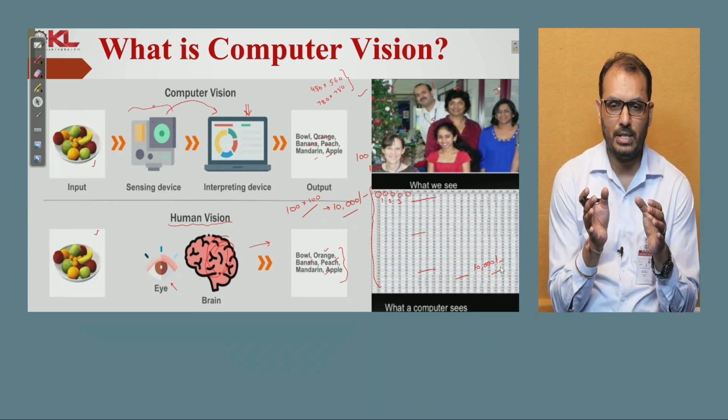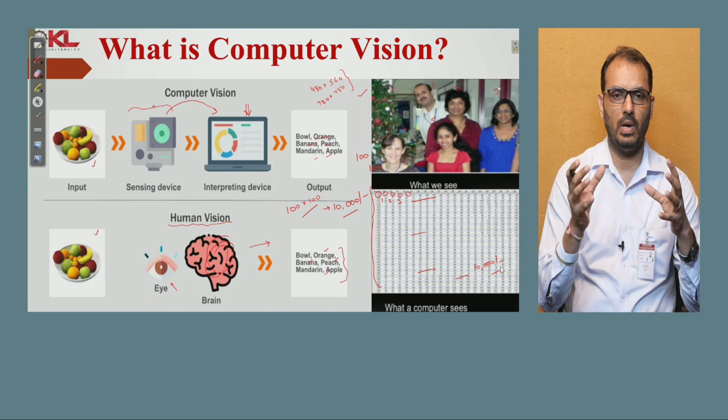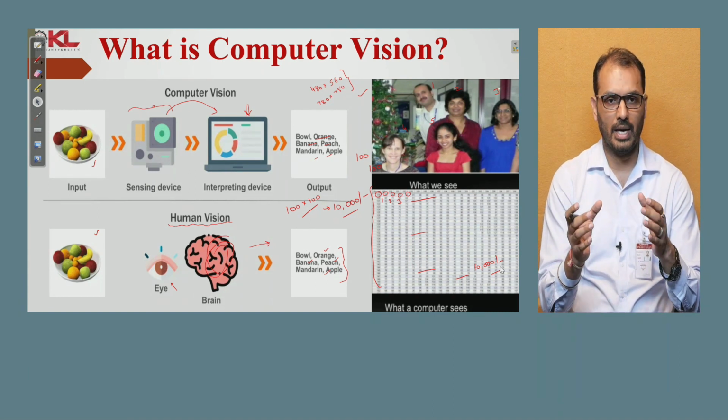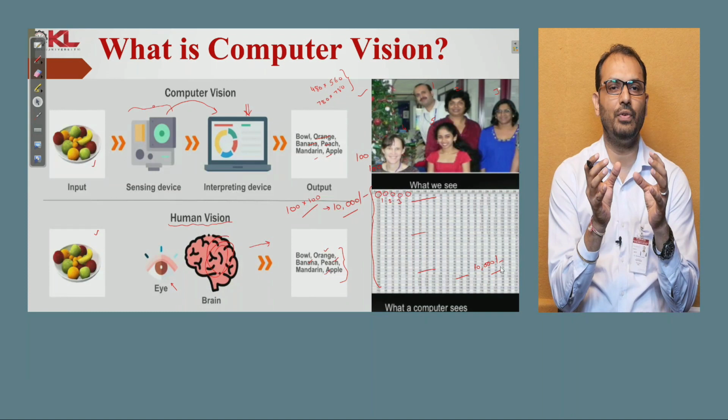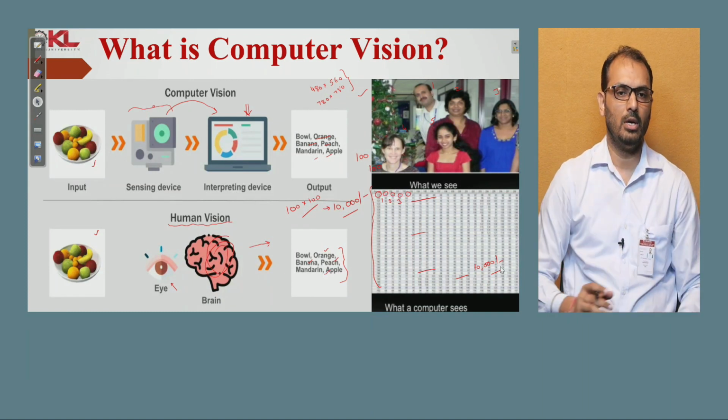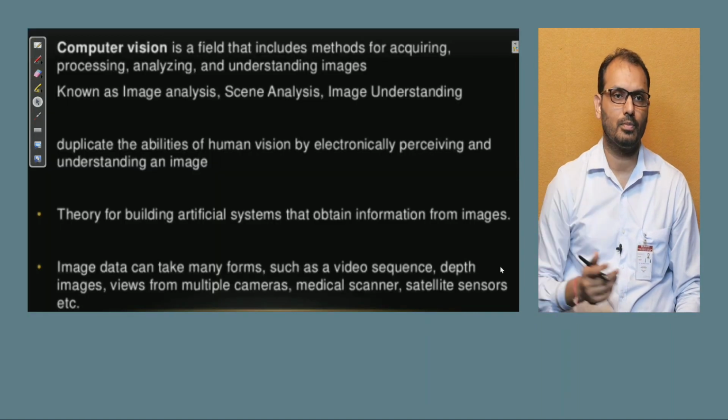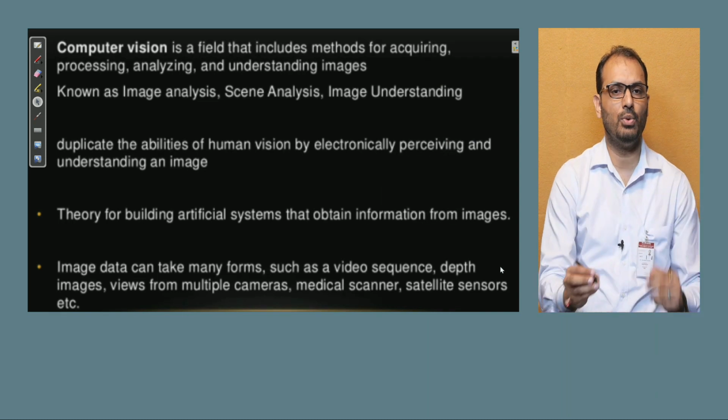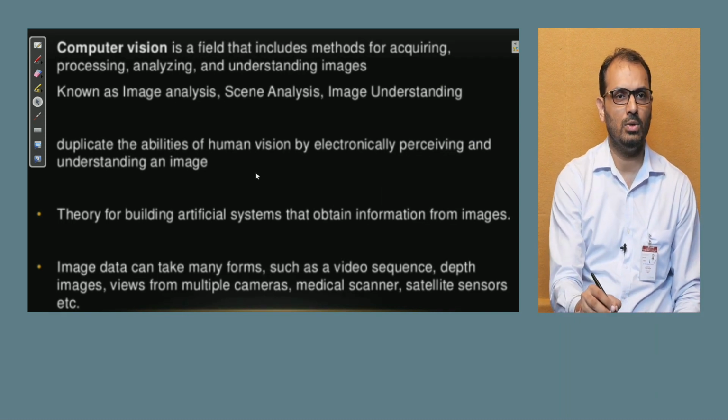Now you can recognize from here how many pixel values are available, right? So this is the fundamental difference between human vision and computer vision. And the same thing I'm going to explain here also.